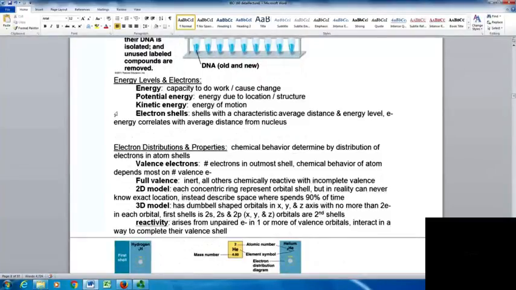When you look at energy levels in electrons, energy is the capacity to do work or cause change. We've got two main forms. Potential energy is the energy due to location or structure. Kinetic energy is your energy of motion.